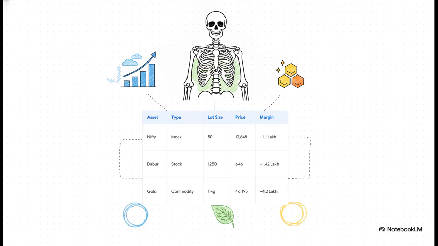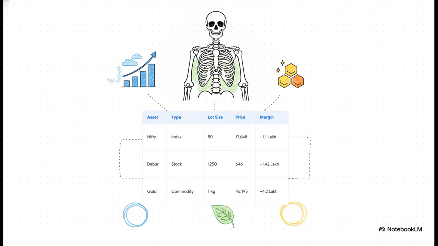We have 3 completely different asset classes here. Nifty is an equity index. Dabur is an individual corporate stock. Gold is a physical commodity. They are worlds apart in reality, right? Yet in the futures market, their mathematical structure remains absolutely identical.